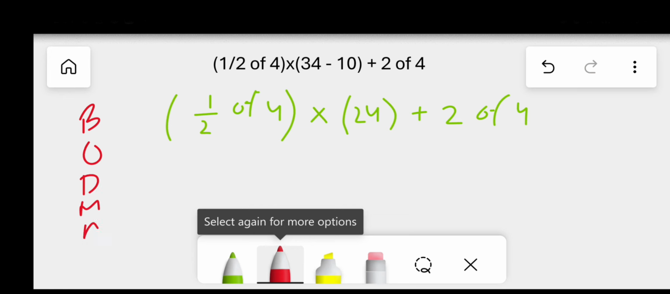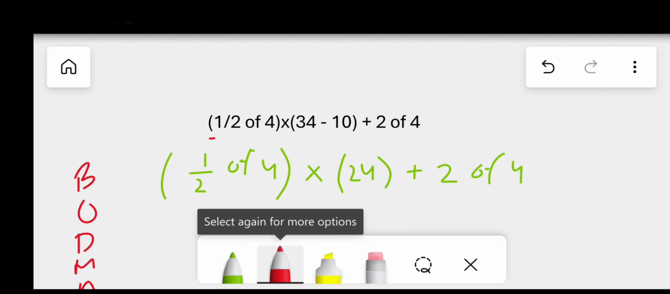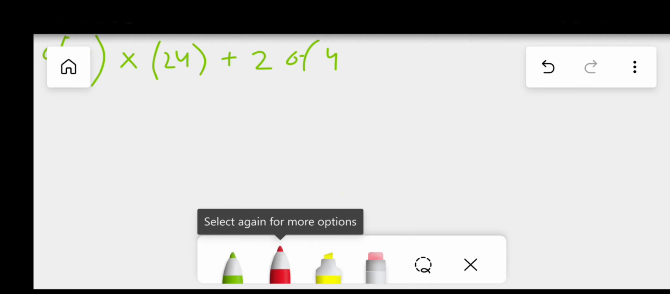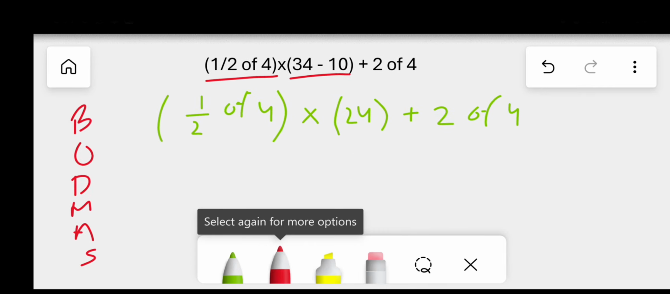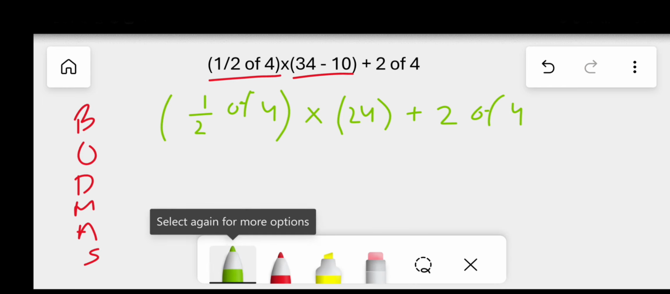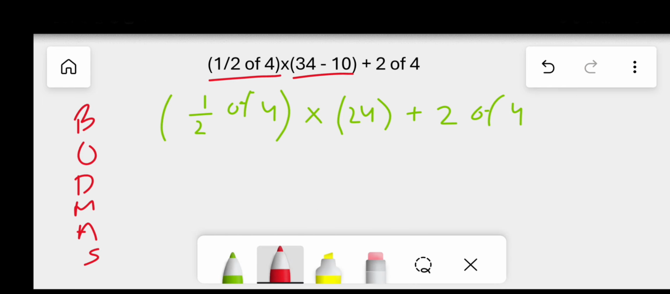BODMAS, BODMAS. As we can see, we have bracket first, and here we have two types of bracket, in which one bracket has its of function and another bracket has its minus function. So in this we are not bound to apply the formula that inside the bracket of is first, so we have to solve the of first.